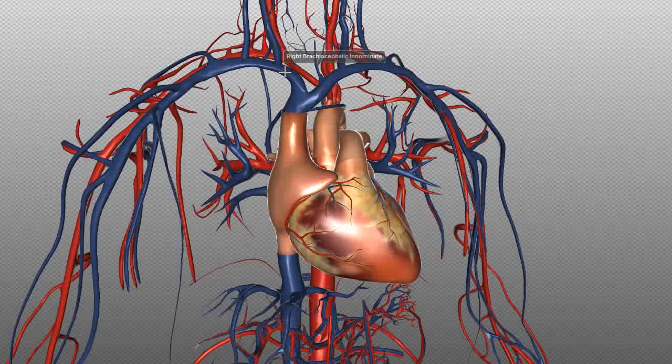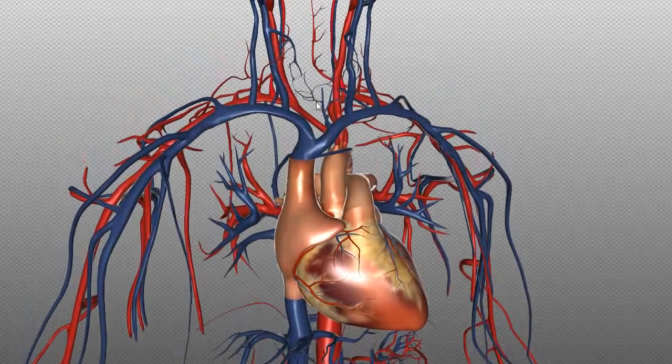On this side you've got the right brachiocephalic vein and the left brachiocephalic vein. And you can see these two vessels which drain into the brachiocephalic veins. You've got the external jugular vein and the internal jugular vein. So the external one is more lateral and the internal jugular vein is more medial.